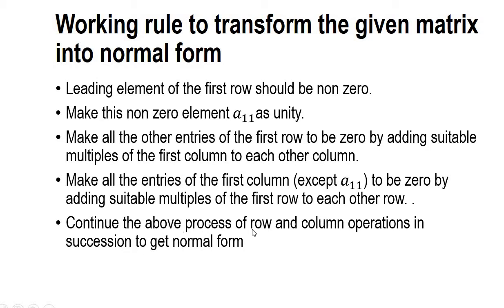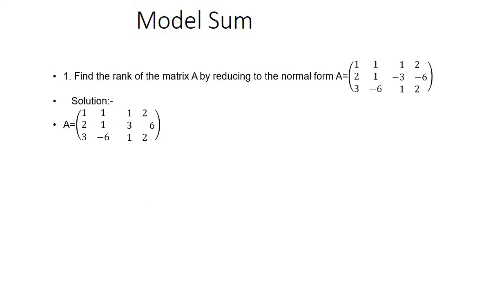Continue the above process of row and column operations in succession to get the normal form. We'll take up a model sum now. Find the rank of the matrix A by reducing to the normal form, where A is 1, 1, 1, 2, 2, 1, minus 3, minus 6, 3, minus 6, 1, 2. So, I have considered this matrix as it is.